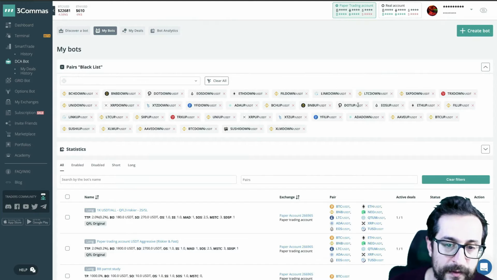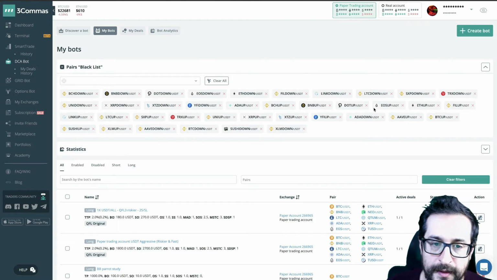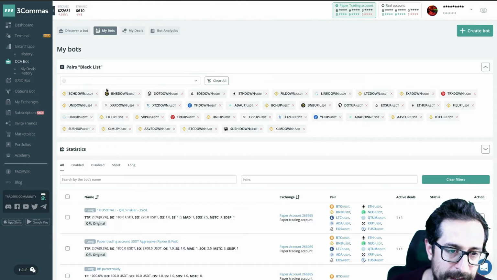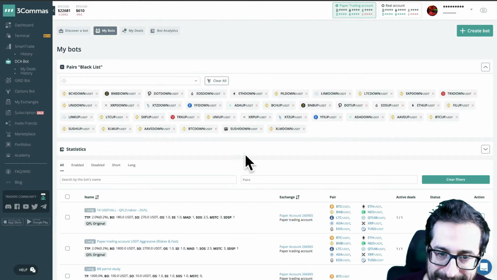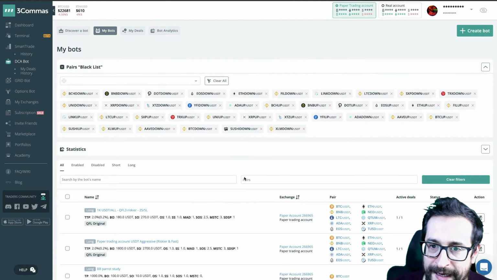Consider adding leverage tokens there. If you're a beginner and you don't know what I'm talking about, make sure that if you're on Binance, at least search for up and down and add them all before you enable any bot on a real account.